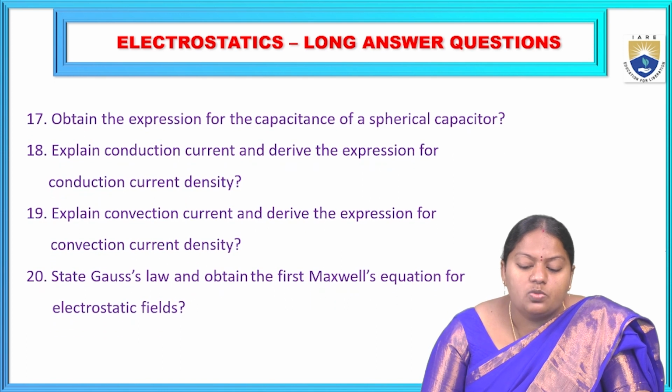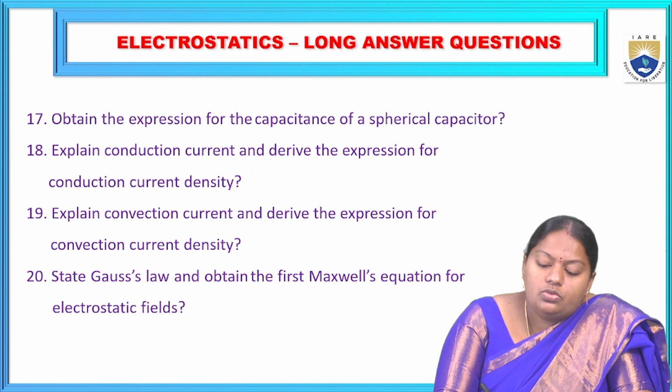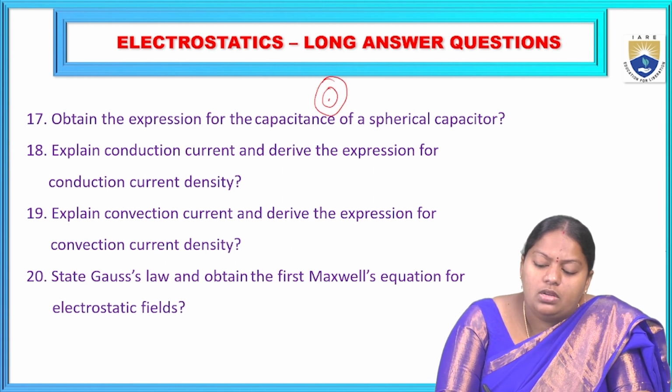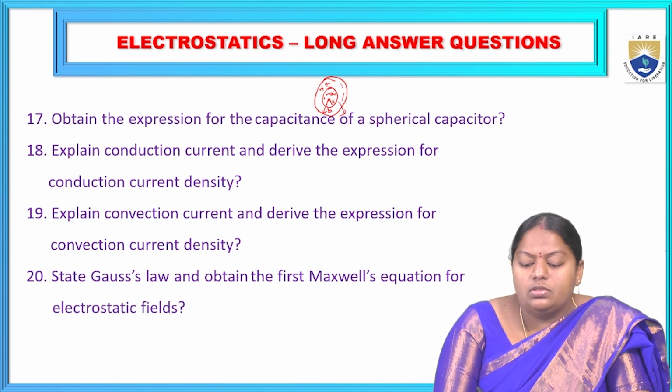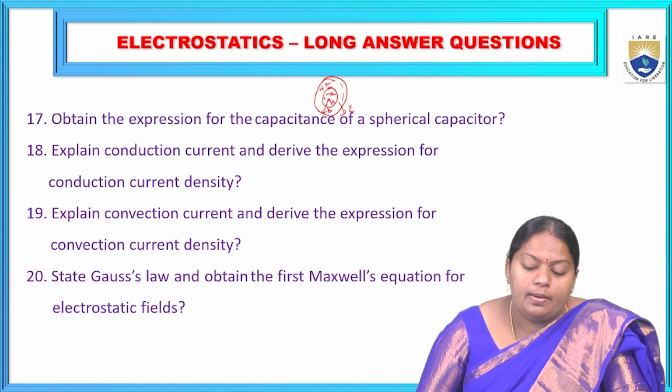Next, obtain the expression for the capacitance of a spherical capacitor. So, consider an inner sphere and an outer sphere, where the inner sphere has the radius A and the outer sphere has the radius B. Throughout the inner sphere plus Q is charged, the outer sphere carries the negative charge, and the medium between these two has permittivity epsilon.